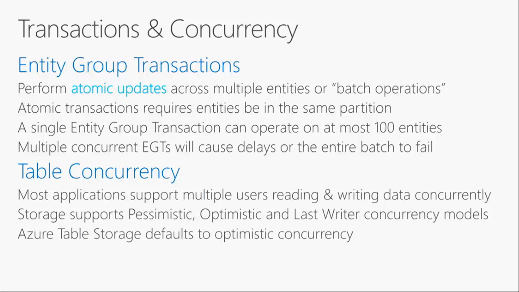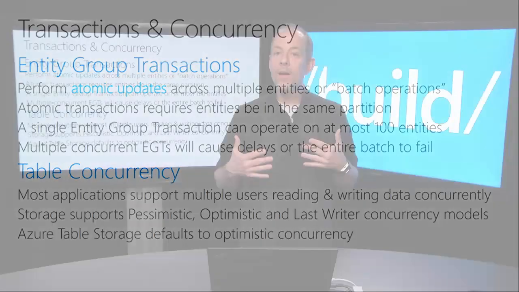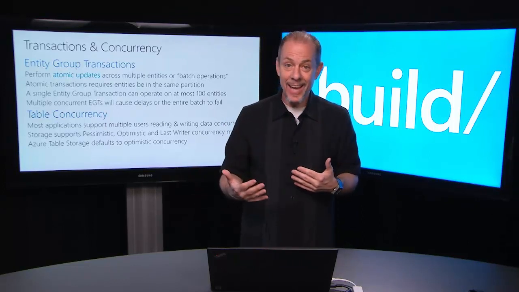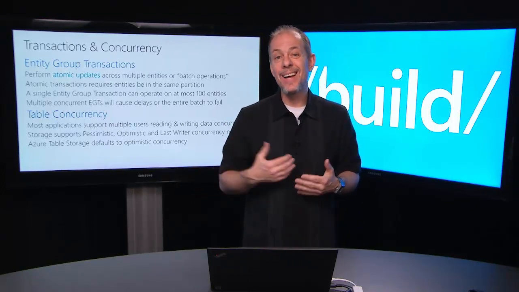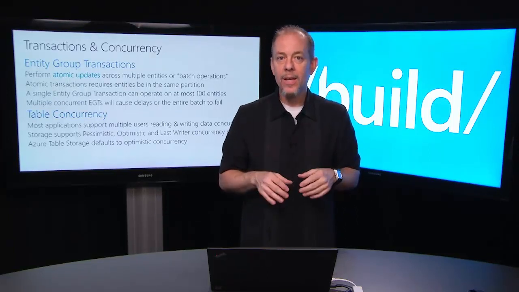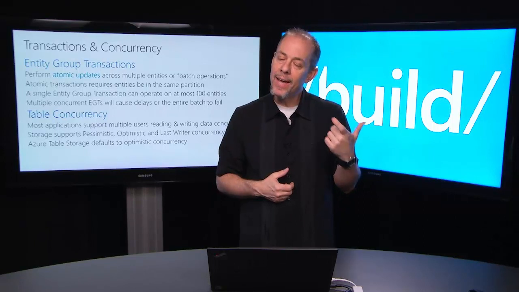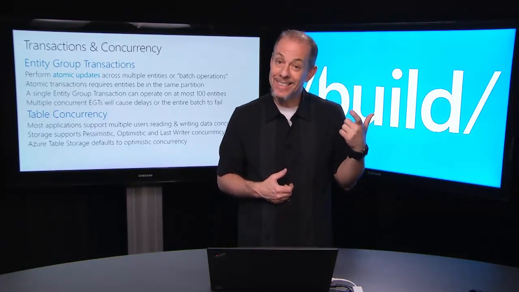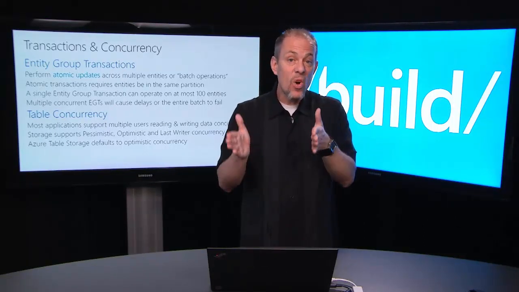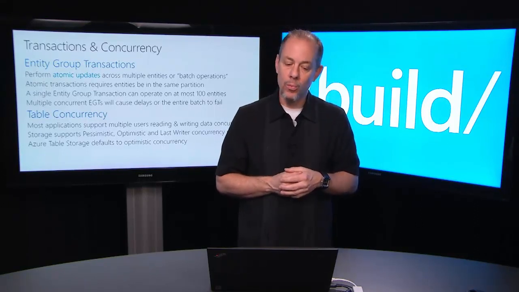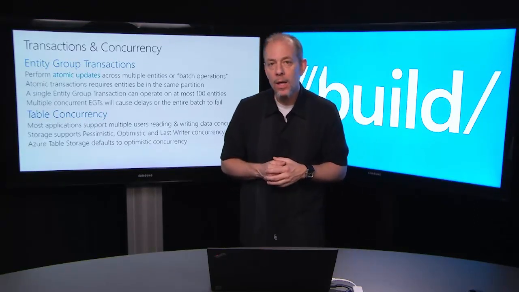Now, it's important to keep in mind that if you're doing multiple concurrent transactions and they involve the same entities, you need to make sure that you're aware of that, because you could get conflicts. Those conflicts could result in either a delay in processing or even the entire batch failing. Transactions are all or nothing in terms of success. So if any part of the transaction fails, the whole transaction fails and is rolled back. That's something important to keep in mind.